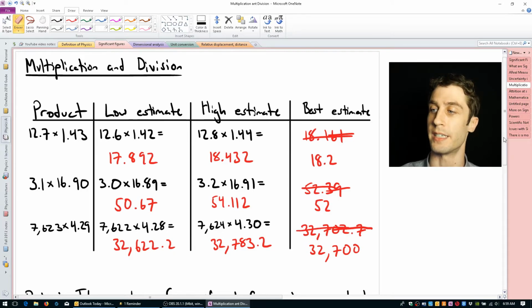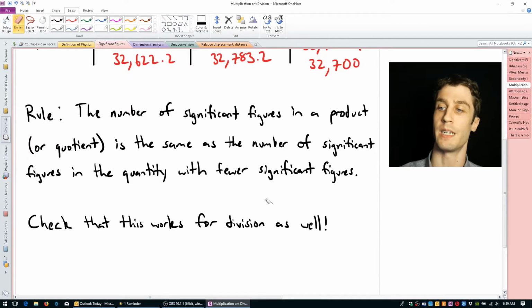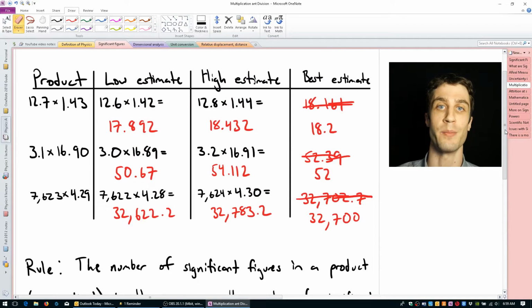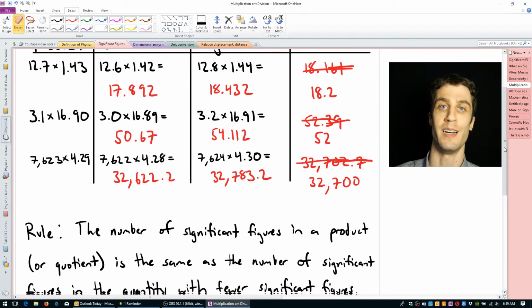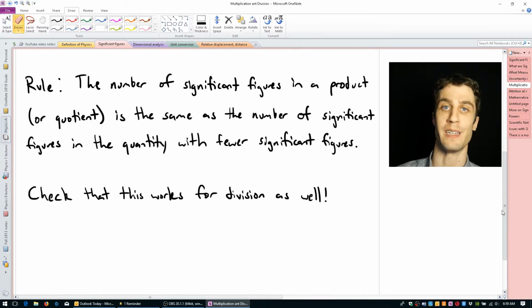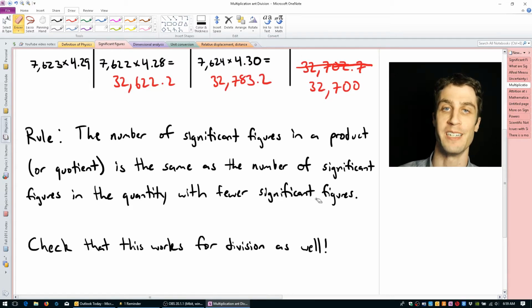4.29 has 3 significant figures. So that's the rule. The number of significant figures in a product or quotient is the same as the number of significant figures in the quantity with fewer significant figures. So you never need to make this table again. You just need to remember that the number of significant figures you keep is the same as the number of significant figures in the less precise quantity.